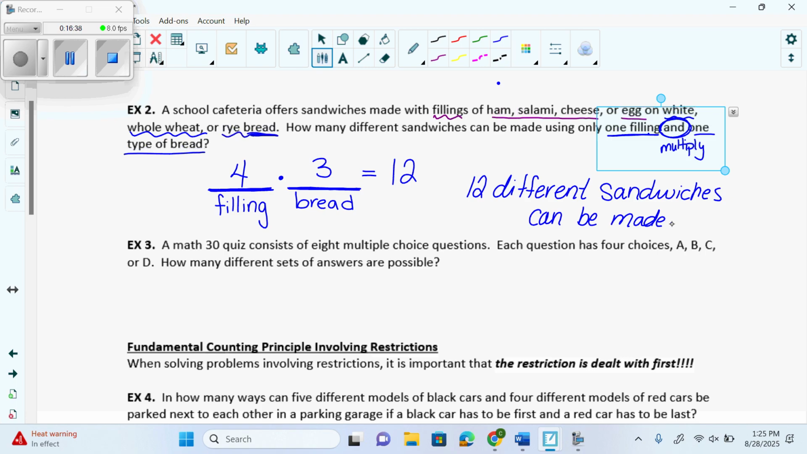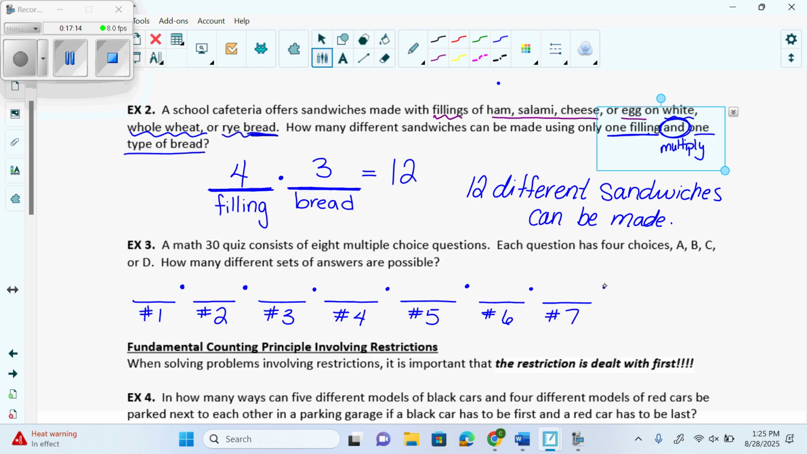Is it and or or? And. Everyone wishes it was or. You didn't know how to do it, you didn't have to do it. Wouldn't that be great? That would be or. So, we have question number 1, and multiply. Number 2, and number 3, and number 4, and number 5, and number 6, and number 7, and number 8.